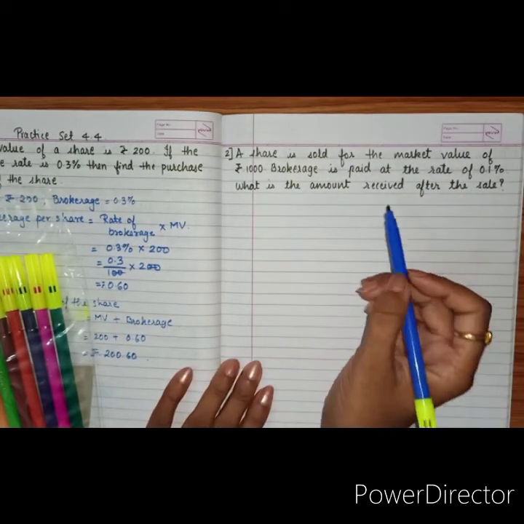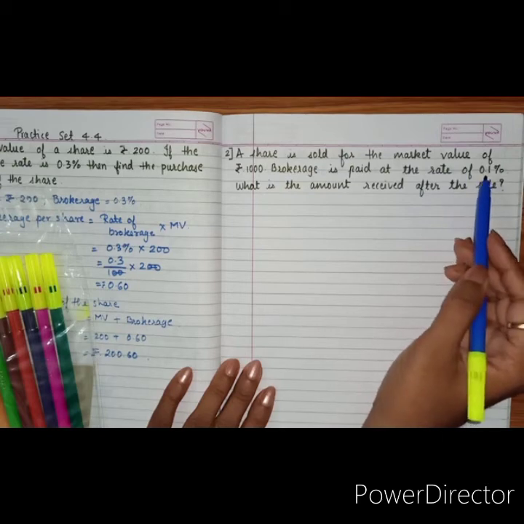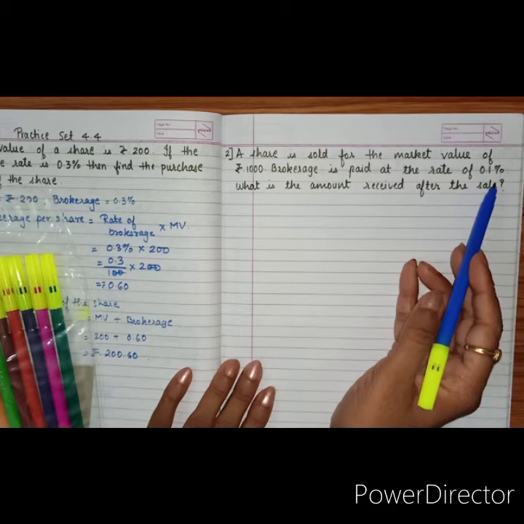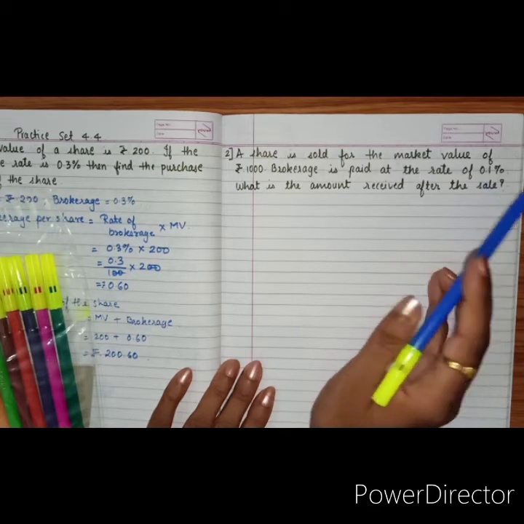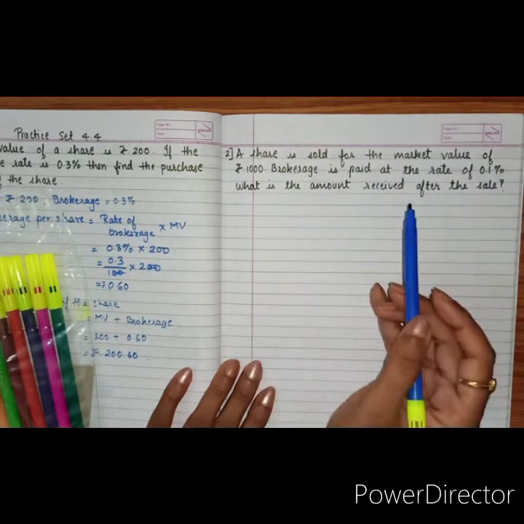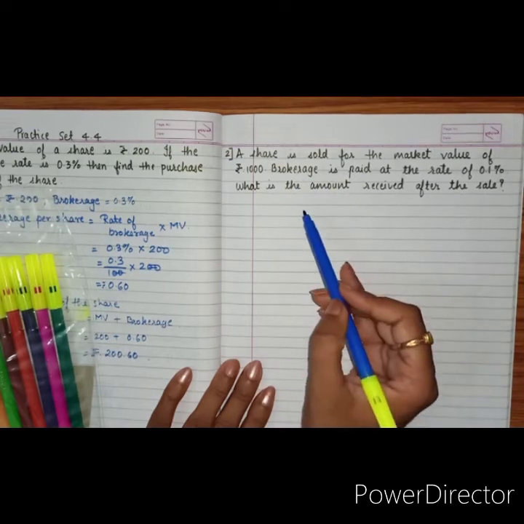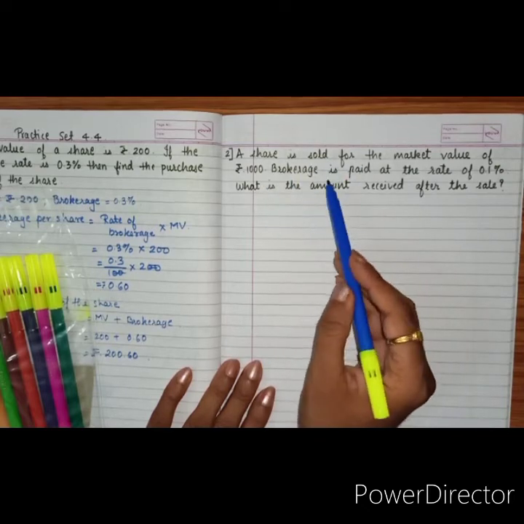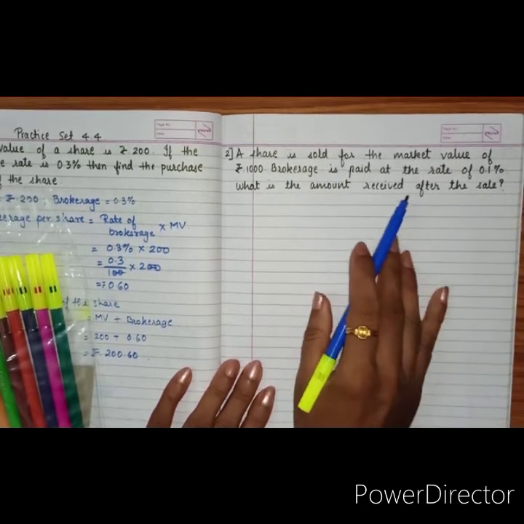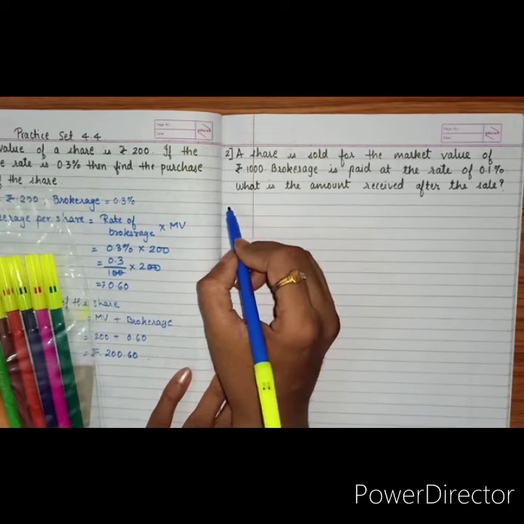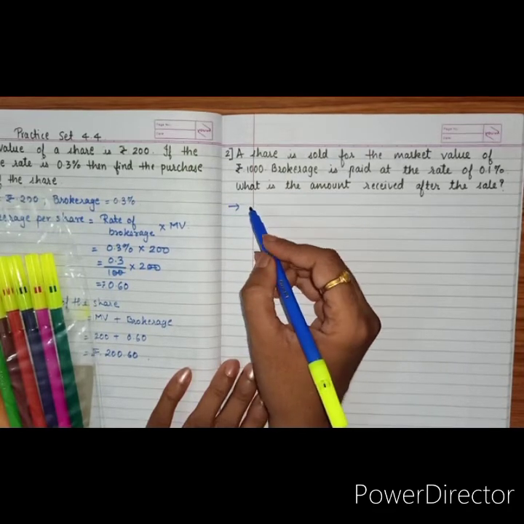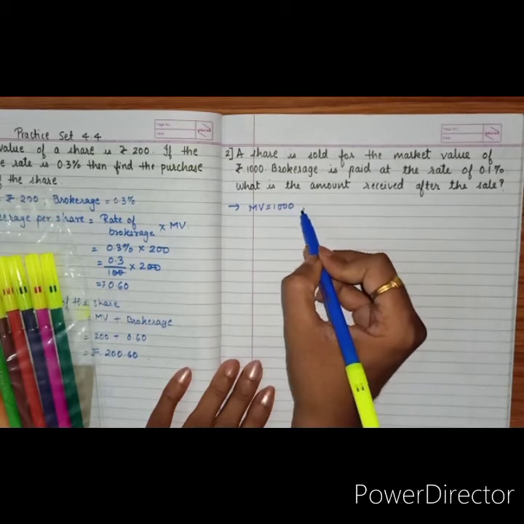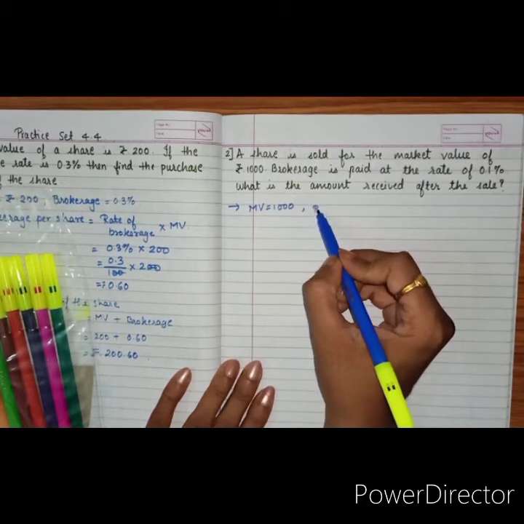So let us see what is given to us. Market value, that is MV, is given 1000. Brokerage rate is given, that is 0.1%. So we will first find the amount that is to be paid as brokerage and then we will calculate the final amount. So what will be final amount? It will be the market value minus the brokerage. Okay, so let us see this. First let us write down what is given to us. Given to us is market value, that is 1000 rupees, and brokerage.